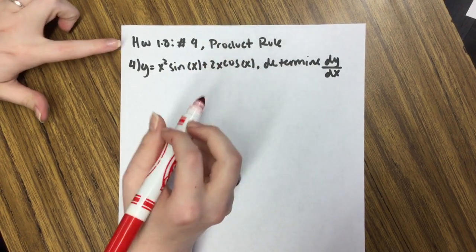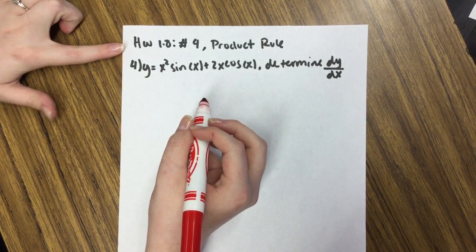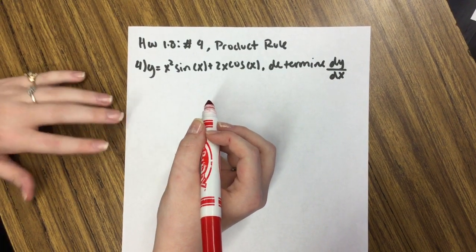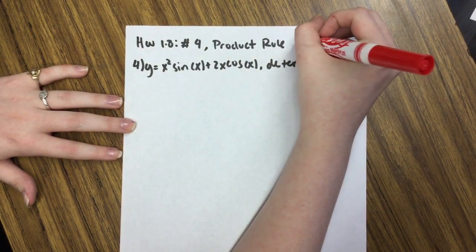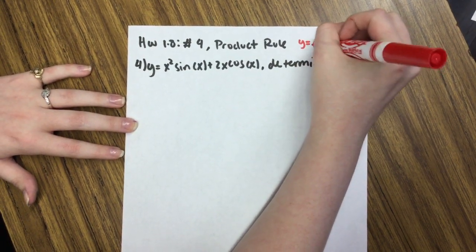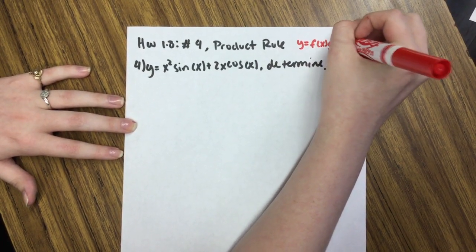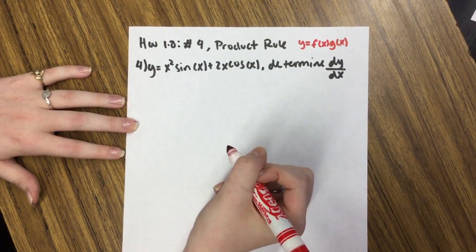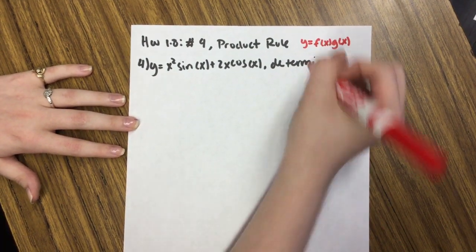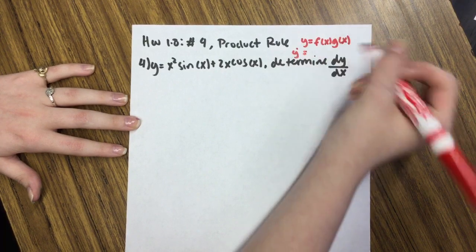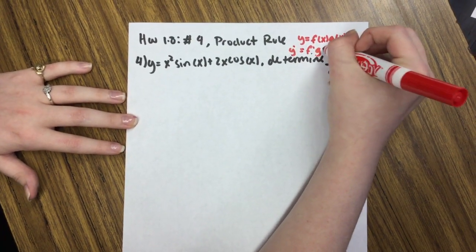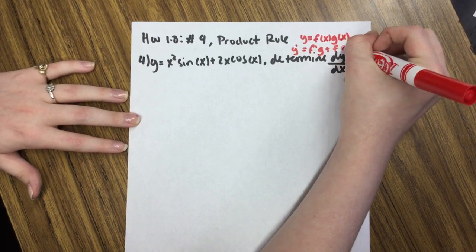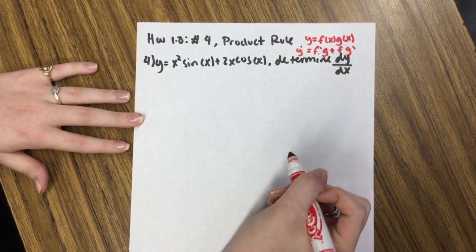Right now I'm going to be doing homework 1.8, question number 4. For this one, it is a product rule. Now product rule is y equals f of x times g of x. In this instance, when you take the derivative of this, you have y prime equals f prime times g plus f times g prime, okay?